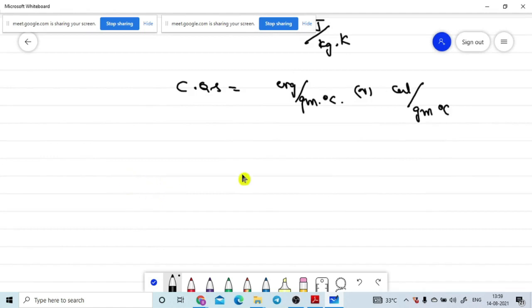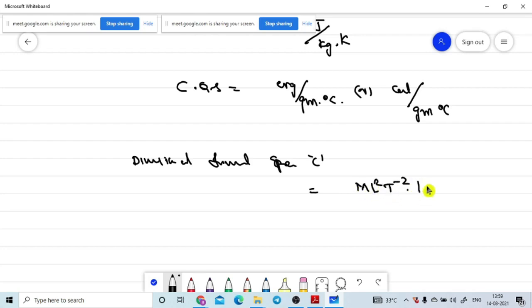Yes, it's correct. So now the dimensional formula for specific heat capacity. C is equal to, can I write like this? The previous dimensional formula is equal to M L square T power minus 2 Kelvin inverse. In this one we got the mass, so mass will cancel. That is equal to M power 0 L power 2 T power minus 2 K power minus 1. These are the dimensional formula.